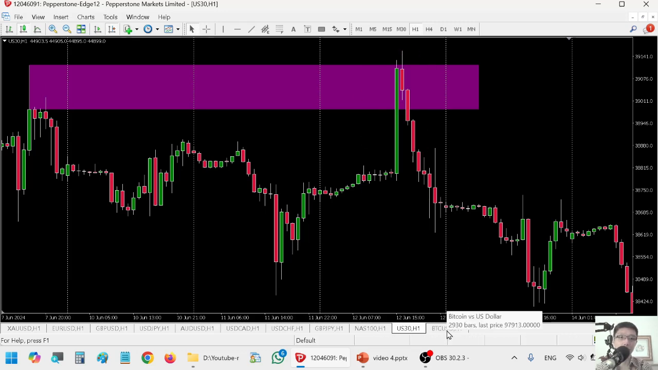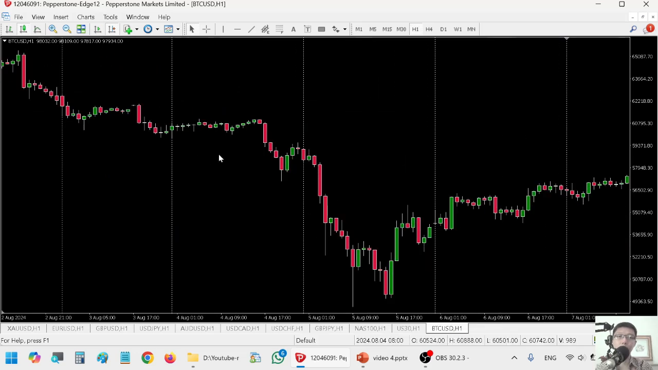Okay, now let's see Bitcoin. This is a downtrend support. This is only one push. Price doesn't come back again. Didn't come back to this level.